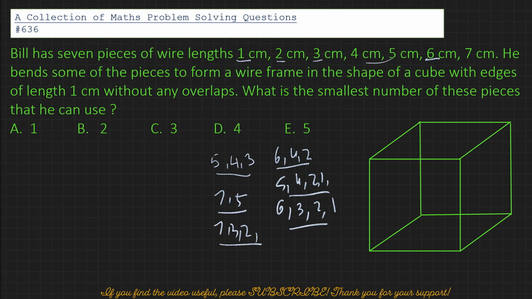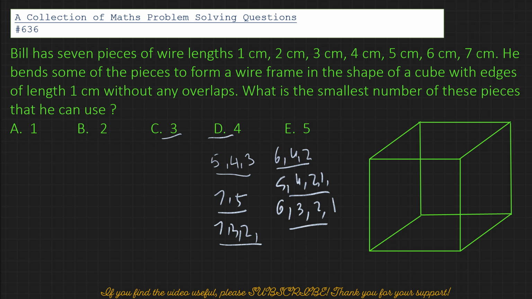Can it be done? 5 and 4, 9. Or 1 and 2, 3, and 3, 6, and 4, 10. Oh, I got 4. 6 and 2 is 8, and 3 is 11, and 1, 12. Anyway, so we got all these options. I can't figure out how to do it with 5. So it could be either 3 or 4, I think. Now, which of these is it? We've got to draw it, I thought, to figure it out.